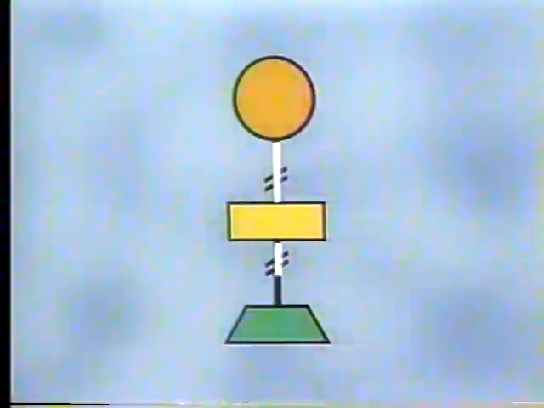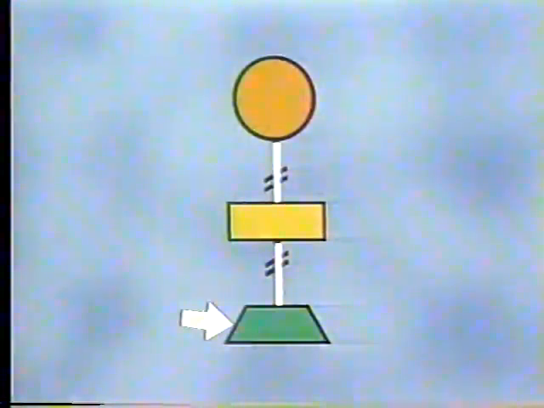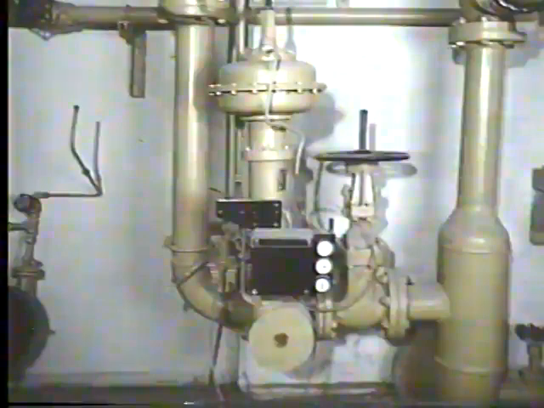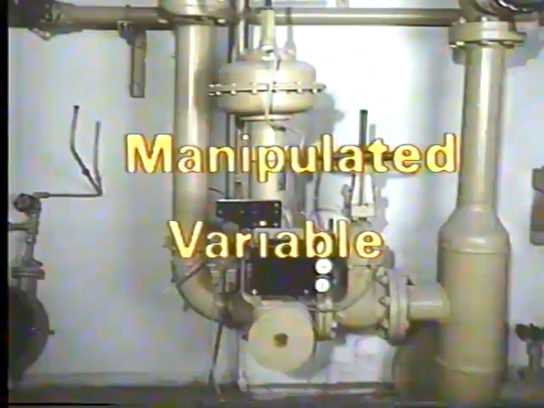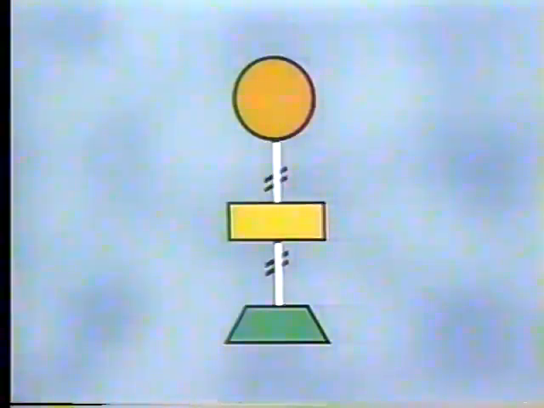The output from the controller is sent to a final control element, which is represented by this figure, called a trapezoid. The final control element, such as a valve, manipulates a process variable. A process variable that's manipulated is often called a manipulated variable. By manipulating the variable, the control system maintains the process variable at set point. A process variable that is maintained at a predetermined value is also called a controlled variable.